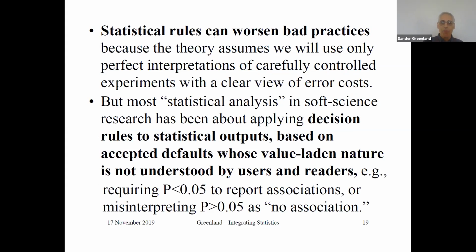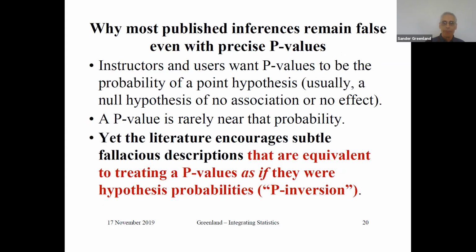Statistical rules can worsen bad practices because the theory assumes we will use only perfect interpretations of carefully controlled experiments with a clear view of error cost. But most statistical analyses and soft science research are about applying decision rules to statistical outputs based on accepted defaults whose value-laden nature is not understood by users and readers. For example, as we just saw, misinterpreting p greater than 0.05 as no association.